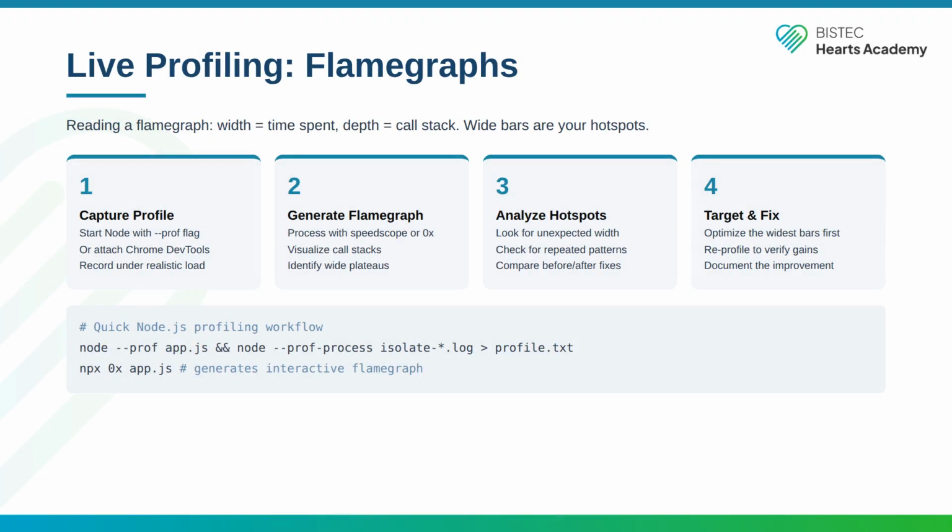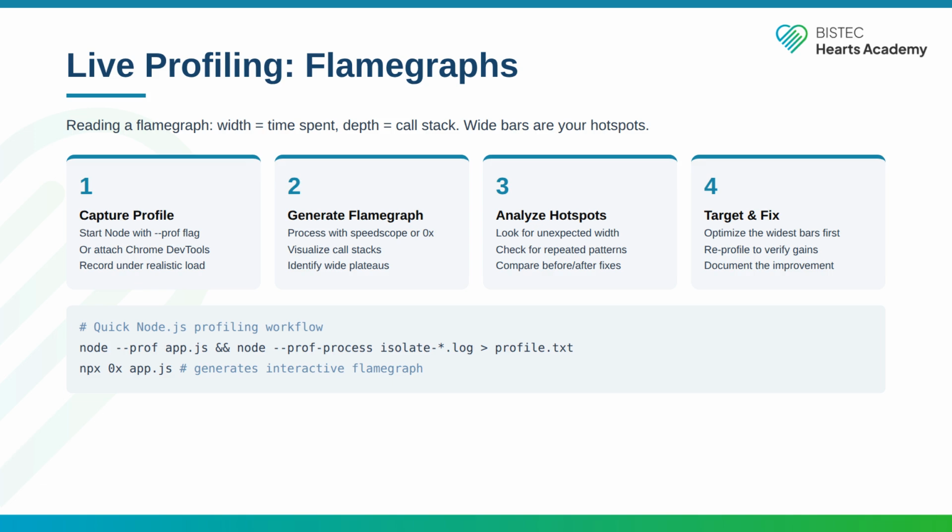Flame graphs are the most powerful profiling visualization available, and once you learn to read them, you can diagnose performance issues in minutes rather than hours. A flame graph is a stacked bar chart of call stacks. The x-axis represents time. Wider bars mean more time spent in that function. The y-axis represents stack depth. Each row is a function call in the call stack. You read them bottom up. The bottom is the entry point to your application, and the top is where time is actually being spent.